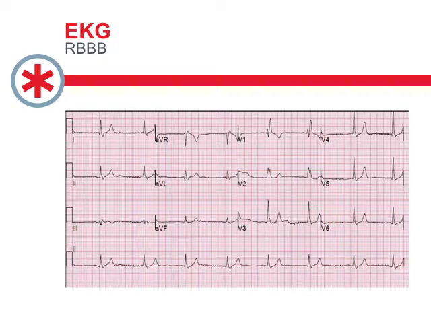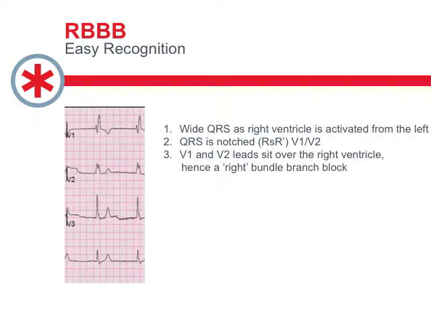And then we look for the bunny ears in leads V1 and V2. So you can see this RS-R prime complex, meaning an R wave followed by an S wave followed by an R wave, that we see in V1 and V2. And that's going to be really telling that this is a right bundle branch block. So here's really just a bit of a close-up of that.